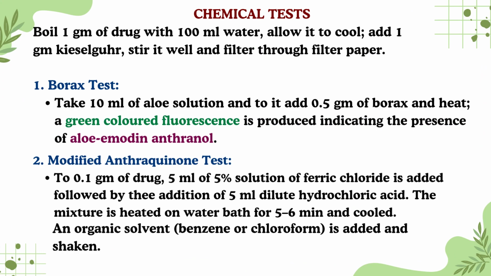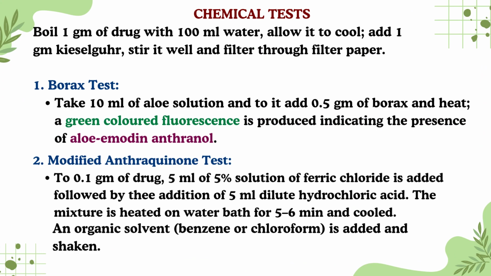Chemical tests. Boil 1 gm of drug with 100 ml water, allow it to cool, add 1 gm kieselguhr, stir it well and filter through filter paper. 1. Borax test. Take 10 ml of aloe solution and to it add 0.5 gm of borax and heat. A green-colored fluorescence is produced indicating the presence of aloe-emodin anthranol.